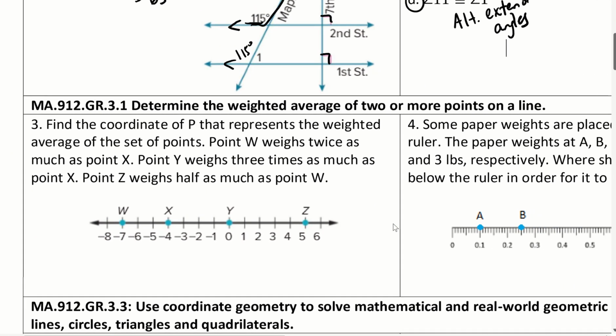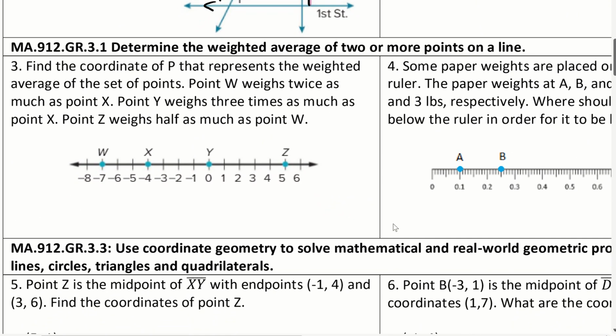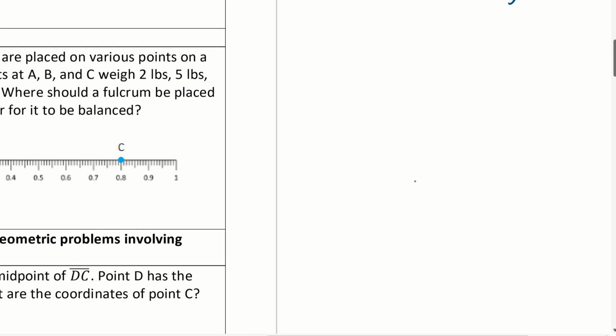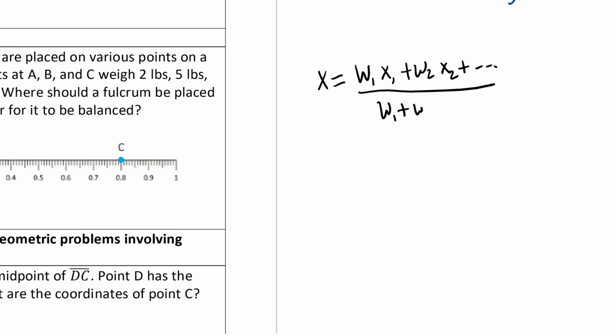All right, so it says 3.1, determine the weighted average of 2 or more points on a line. Now this is old stuff. The weighted average of 2 or more points is given by the formula W1 x1 plus W2 x2 plus dot dot dot over W1 plus W2 plus dot dot dot. You basically keep going until you get all the points that you want. W1, W2, W3, whatever, depending on how many points you have. That's the weighted average formula.